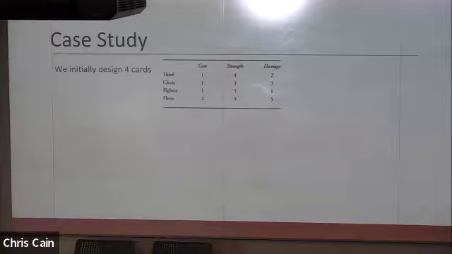So remember that cost is the health that you pay to play the card. Strength is the amount that is compared to each other to determine which sticks around. And the damage is the amount of health that you deal if the card sticks around. So the first question I have for everyone: are these cards balanced?